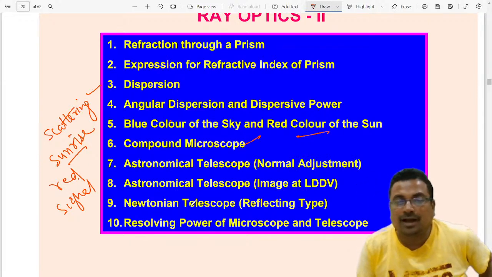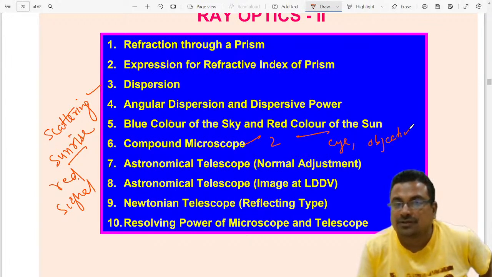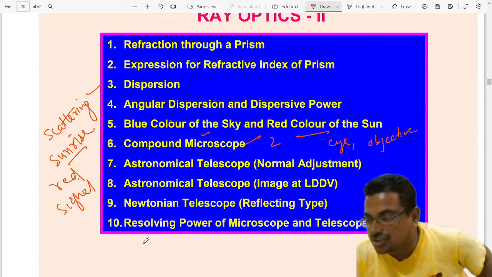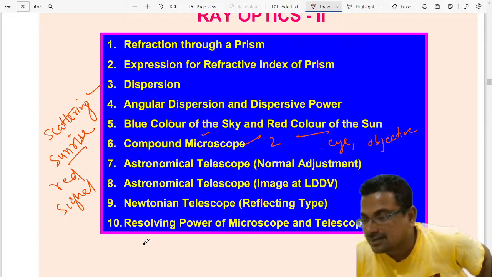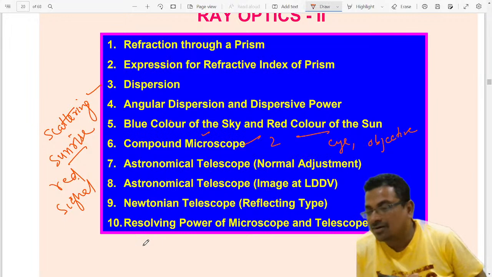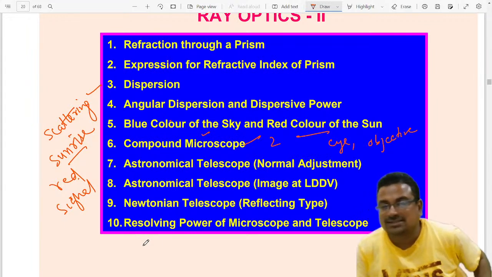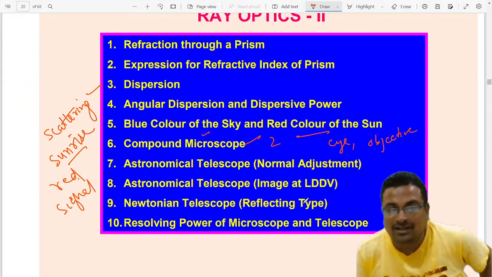The microscope has two lenses, one is the eyepiece and the other is the objective, of different focal lengths that we adjust. We use this to see micro particles in the lab or in biology classes.